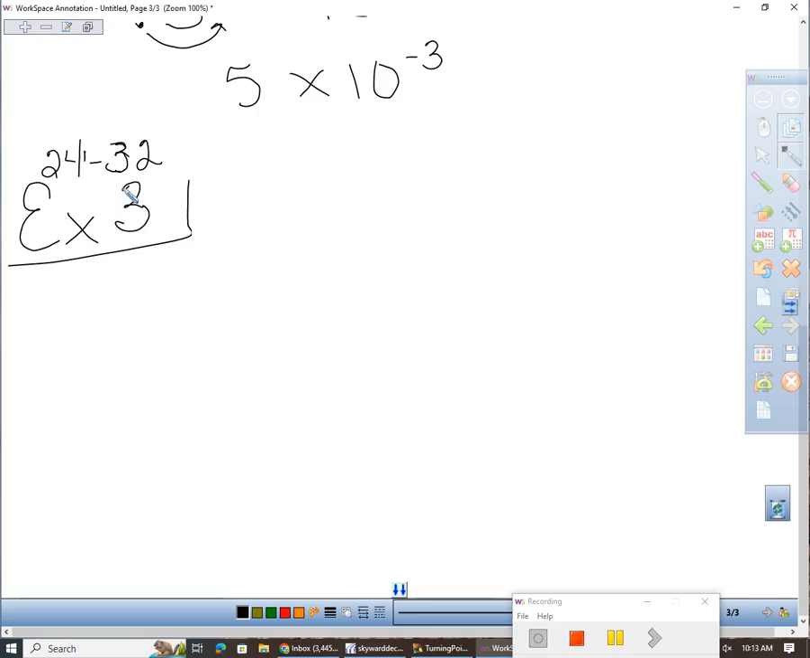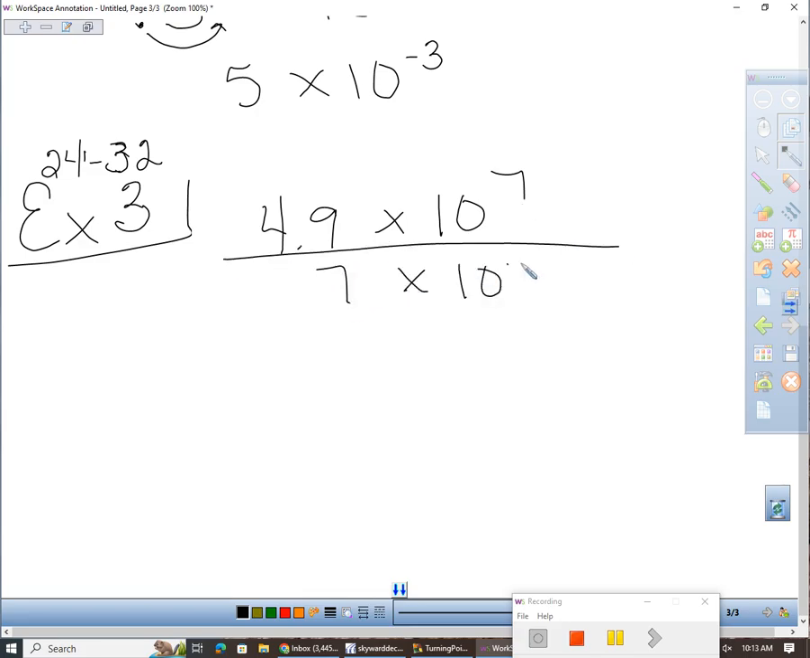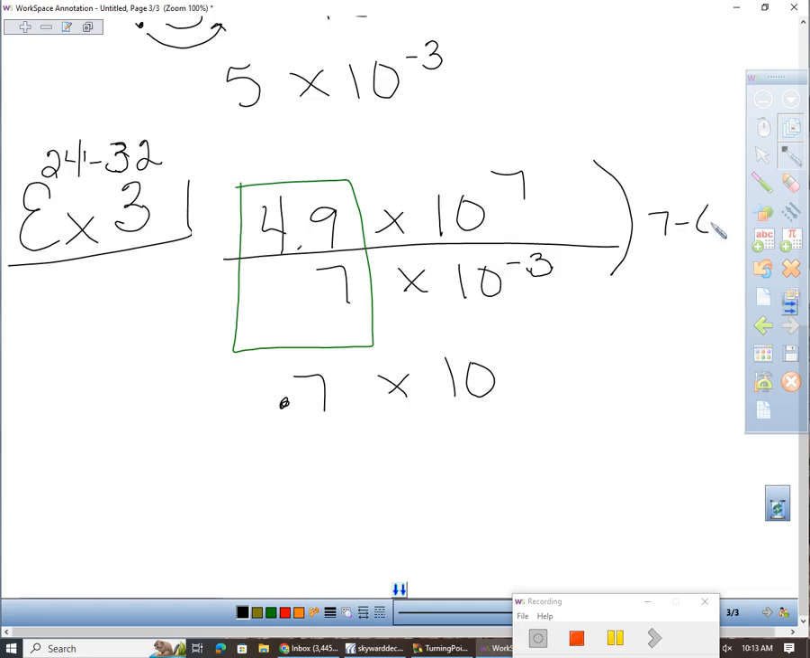All right, how about we do 4.9 times 10 to the 7 divided by 7 times 10 to the negative 3. All right, so we start with our coefficients. 4.9 divided by 7, 0.7, times 10. And again, my exponents are 7 minus a negative 3.